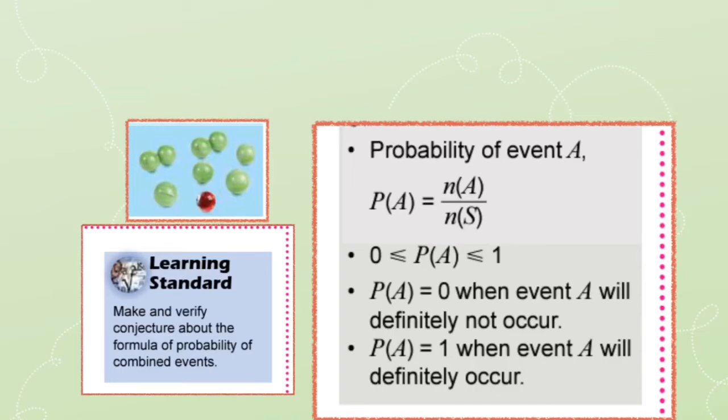Example, probability of selecting a boy from 5 PS class. It is equal to 0 because selecting a boy is impossible from 5 PS, right? And the probability of selecting a girl from 5 PS is equal to 1 because event A, which is selecting a girl from 5 PS, will definitely happen.